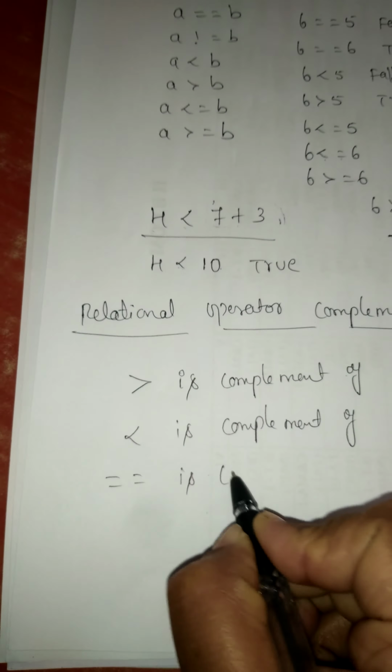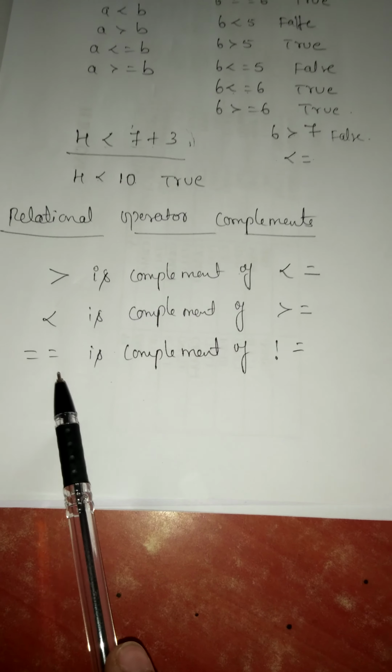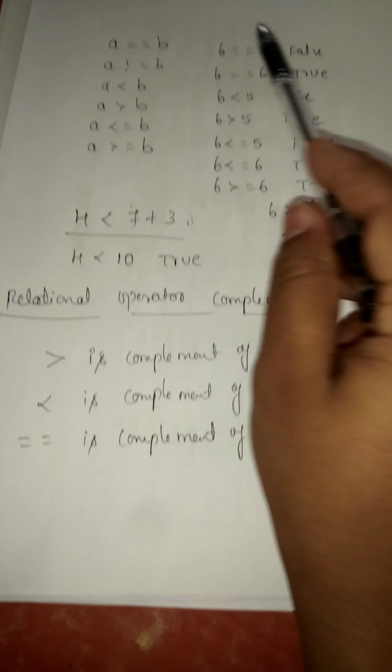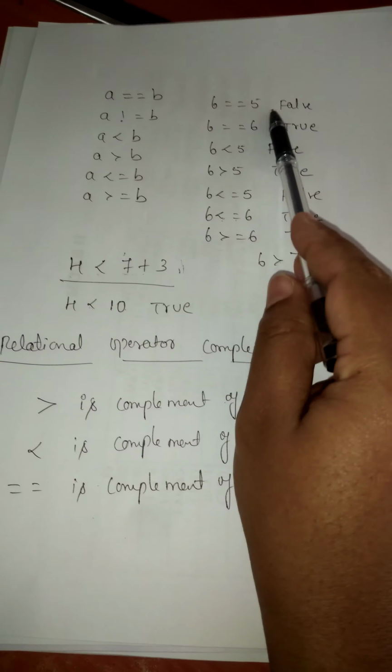Greater than is a complement of less than or equal to, and less than is a complement of greater than or equal to. Then equal to is a complement of what? Not equal to. For example, here we wrote 6 is equal to 5. These are not equal. It came out false. So it is what? Not equal to.